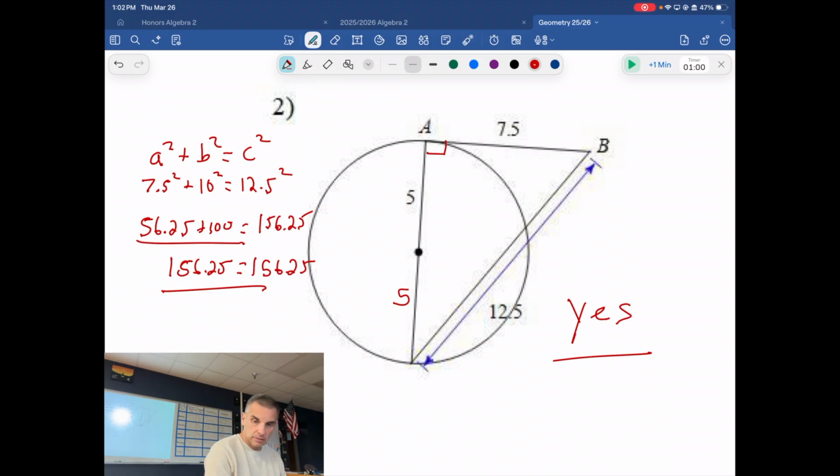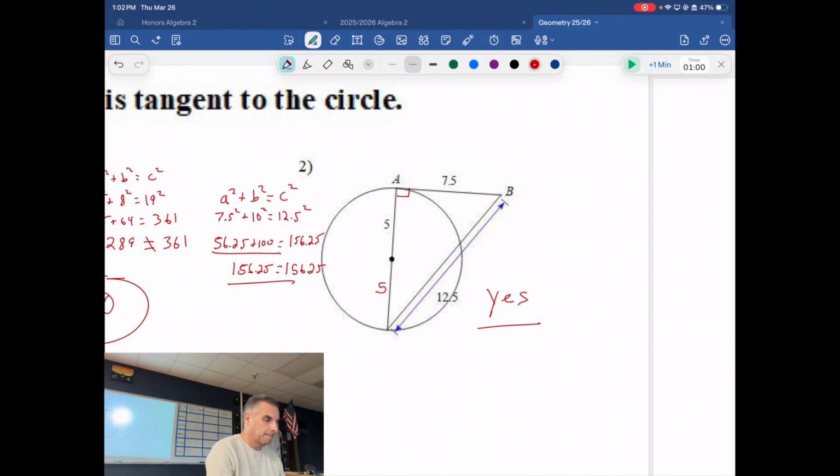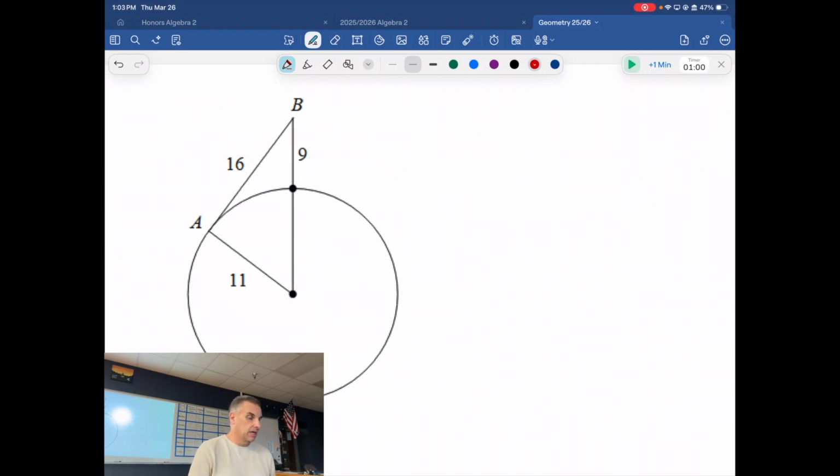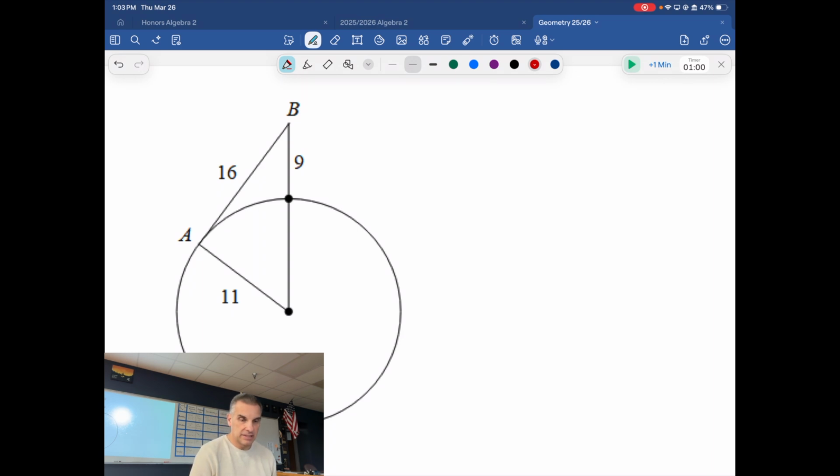Question number 3. Just flip pages here a little bit. Okay, so again, we want to know if AB is a tangent line. I said transversal, but I want to know if AB is a tangent line. So let's break it down. Do we have everything we need?